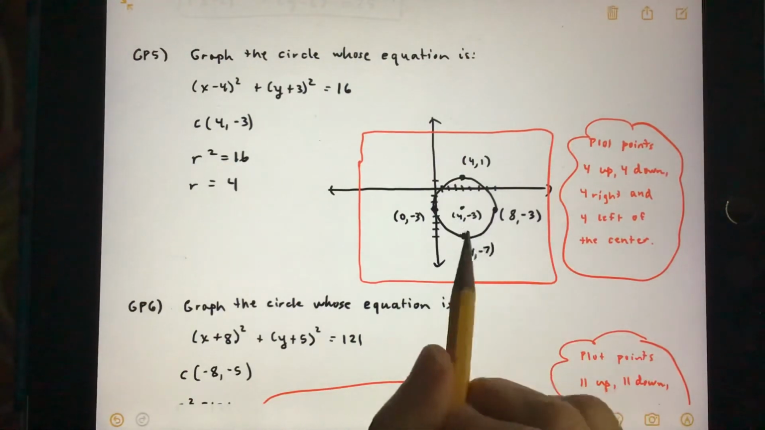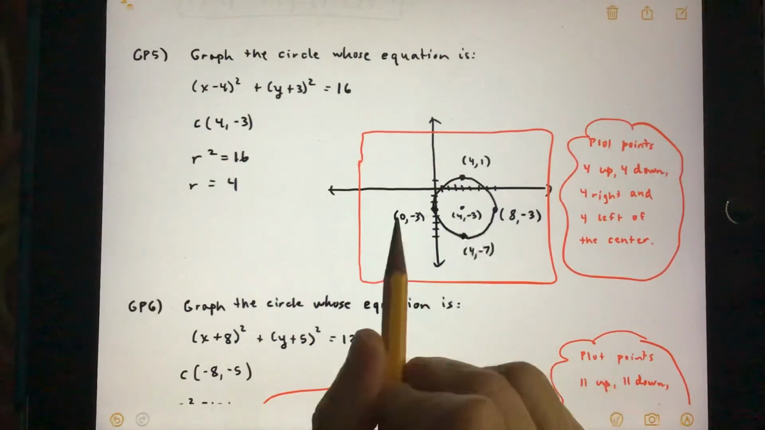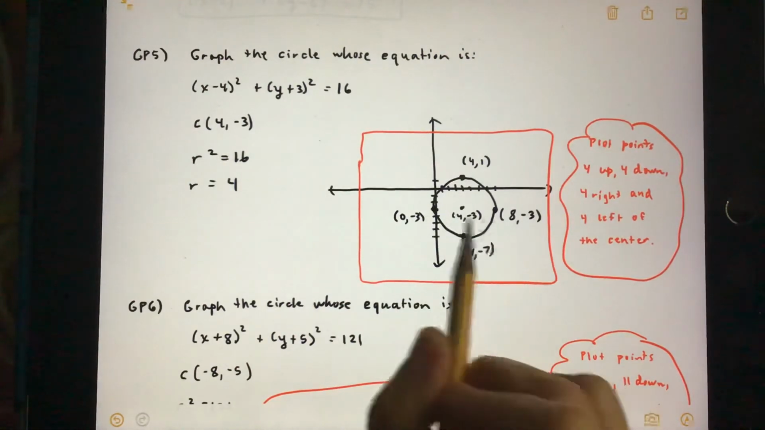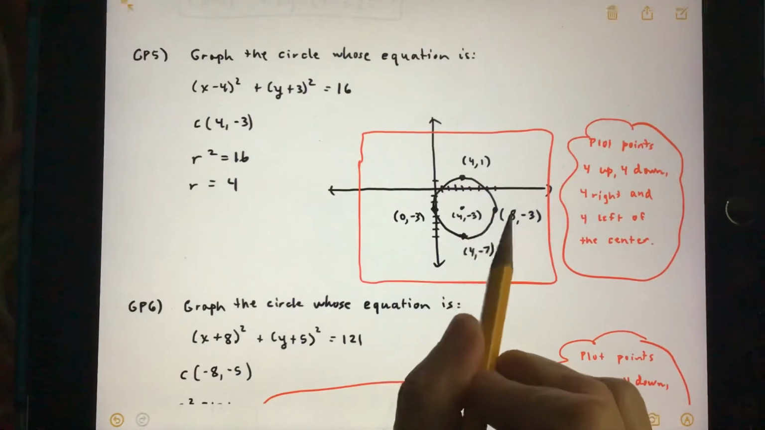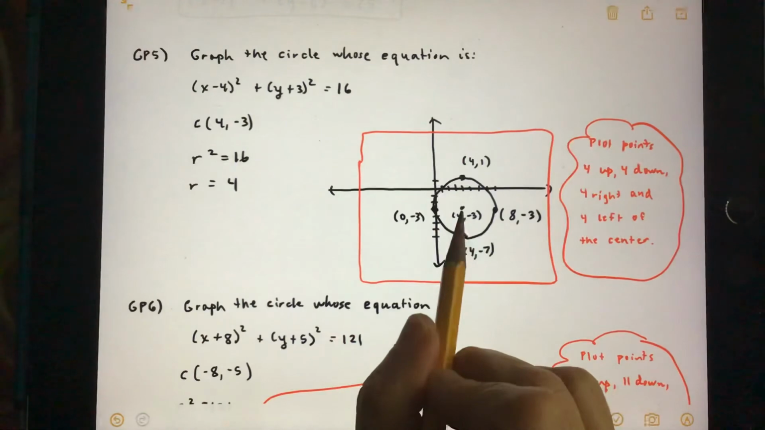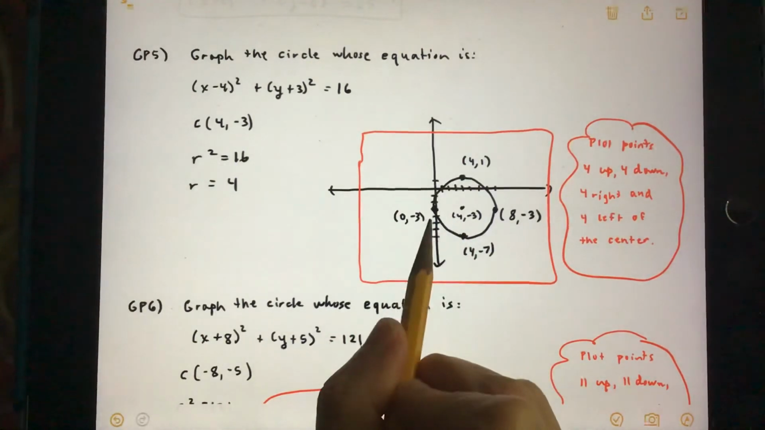To figure out those ordered pairs, here I start at the center, (4, negative 3). And so when I go to the right and the left, the y-coordinates will stay the same. My x-coordinates will change, and I simply will add 4 to my x-coordinate, giving me 8, and it will subtract 4. 4 minus 4 is 0. That gives me my x-coordinate over here.